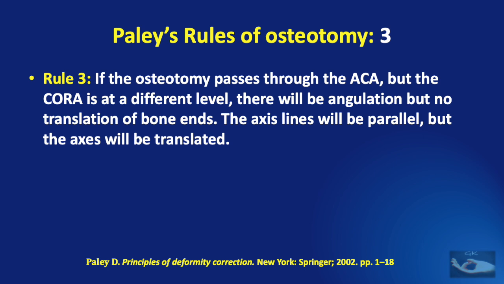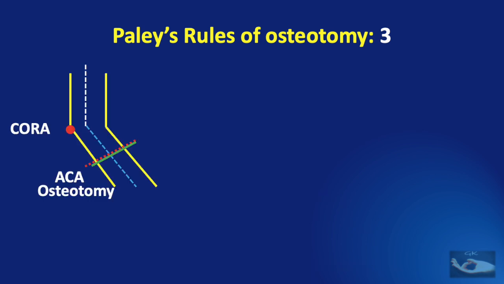Rule 3 states that if the osteotomy passes through the ACA, but the CORA is at a different level, there will be angulation but no translation of the bone ends. The axis lines will be parallel, but the axis will be translated as such. In this representation, the osteotomy is at the line of the ACA, but the CORA is at a different level.